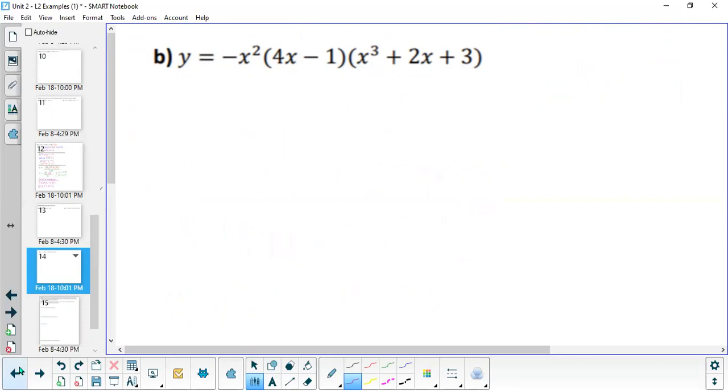-x squared times 4x minus 1 times x cubed plus 2x plus 3. How do we deal with 3 products? That's what we're going to tackle first. And what this requires, which you're going to have to do for the latter part of the course, is we're going to apply the product rule a few times. So we're going to first look at, in purple, the first function. And in blue, we're going to consider the x cubed function, the second function.